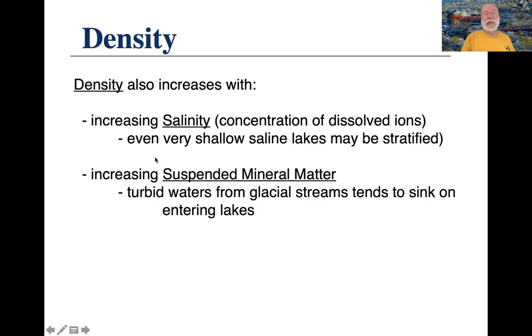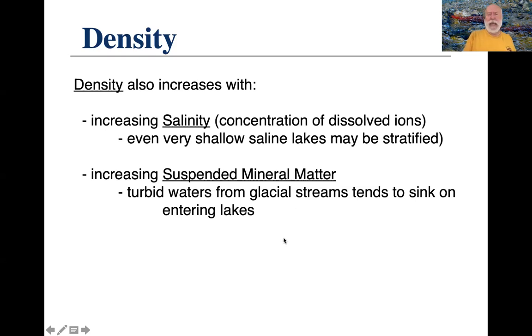Another thing that can impact the density of water is the amount of suspended mineral matter in the water. And so in particular, I want you to think about waters that are carrying a lot of mud and debris down a stream and entering into a lake. So for example, the turbid waters of a glacial stream, it contains a lot of pulverized rock or rock flour, as we speak of it, into a lake. Those turbid waters, when they enter into a lake, will tend to sink because those glacial waters will also be cold, which increase their density, but they also contain a lot of suspended mineral matter.